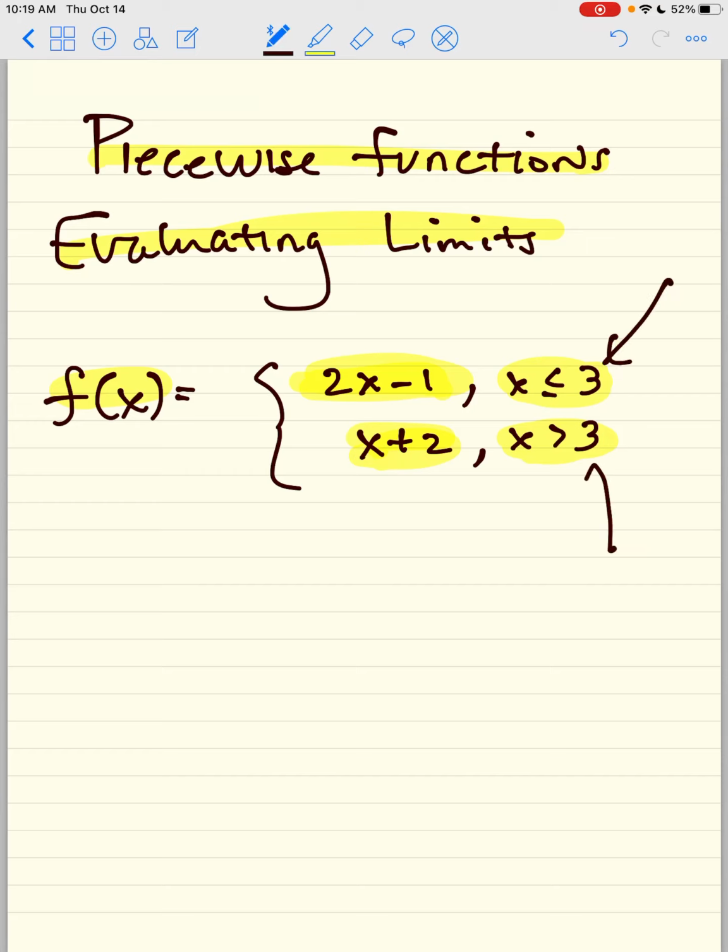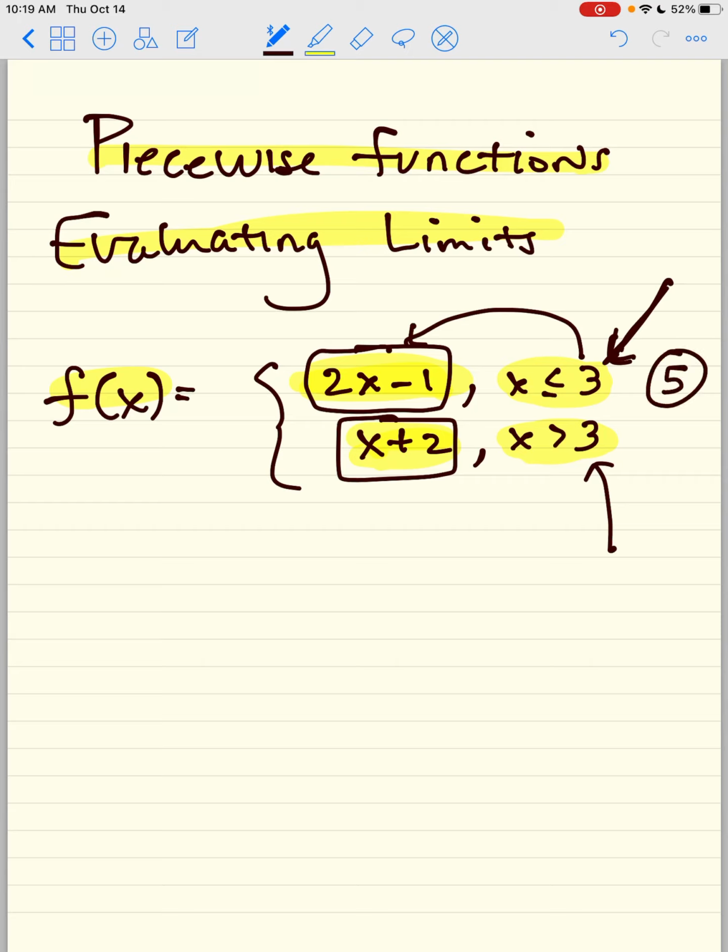Okay? So because we know that this is continuous because this is a line and this is a line. So the lines are always going to work. But the problem is this broke up at 3. So let's evaluate what happens at 3. Well, when you put 3 into this equation, you get 2 times 3 minus 1. So that's 5. When you put 3 into this equation, you also get 5.